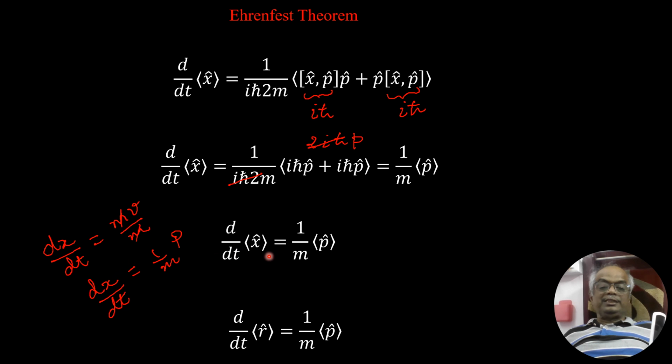So this connects quantum physics and classical physics. Only thing is, here we are dealing with the operator, while in classical mechanics we are dealing with the observable. This is in one dimension. The same thing in three dimensions can be written as the time derivative of the expectation value of r, because in three dimensions x is replaced by r, which is equal to 1 over m times the expectation value of p.